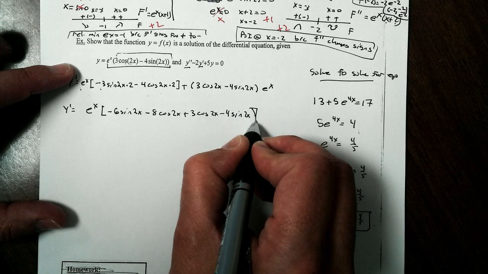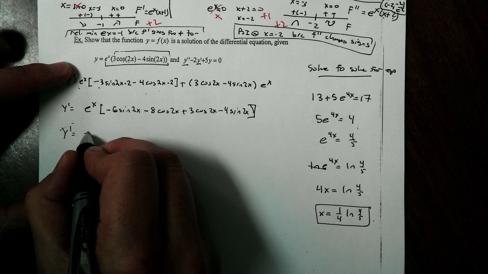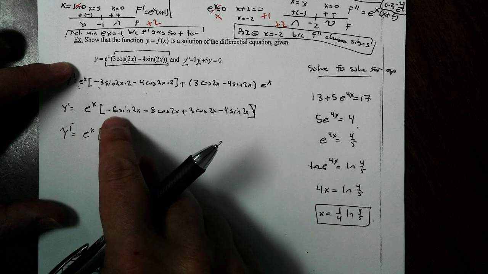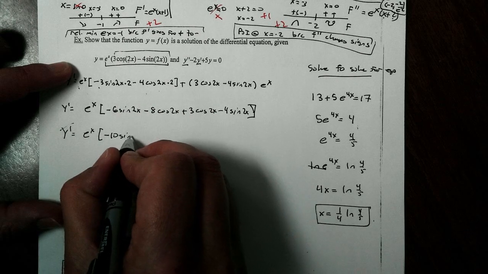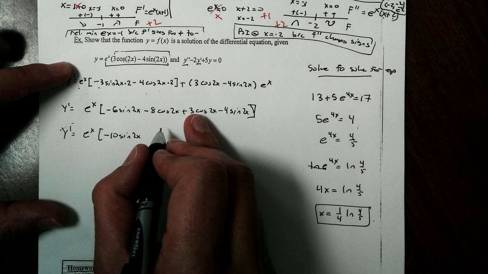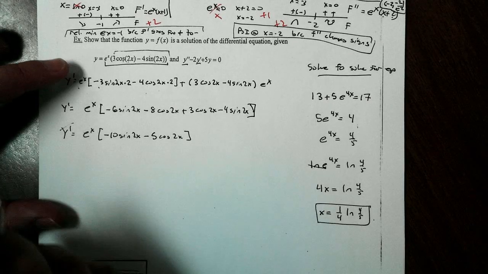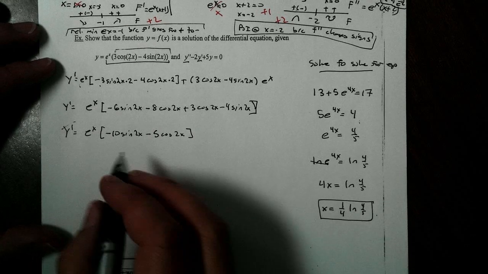And I can even clean this up a little bit more and get y prime equals e to the x times, how many cosines? Negative 6 minus 4, so we get negative 10 sine 2x, minus 8 plus 3, minus 5 cosine 2x. All right, so there's our first derivative. Hope I didn't make a mistake there. I'm sure you'll let me know in the comments if I did.